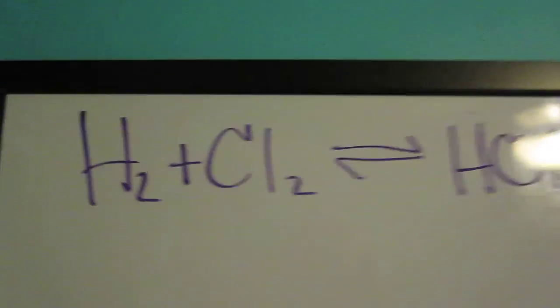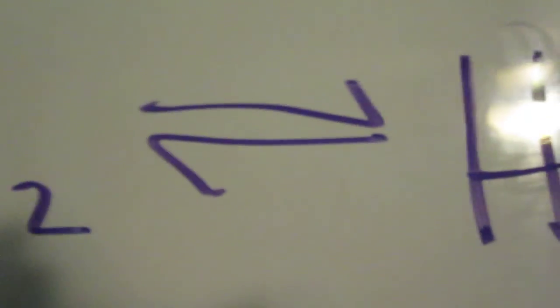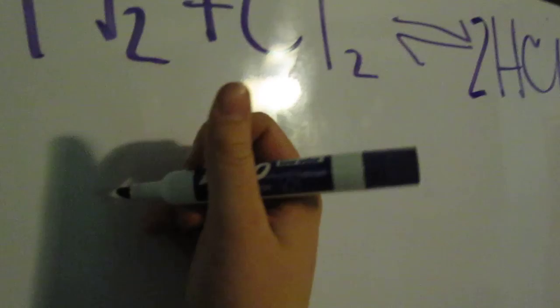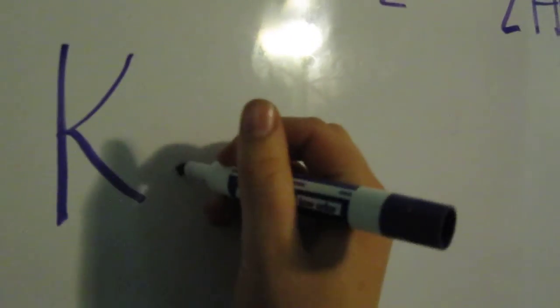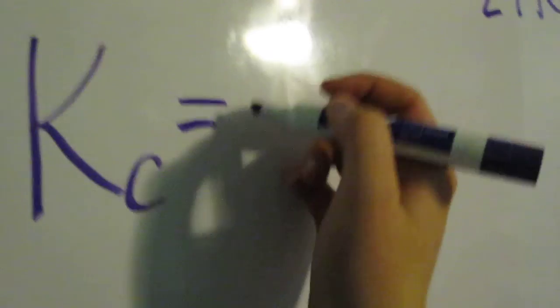Okay, so we're going to start out with this equation. H2 plus Cl2 is in equilibrium with 2 HCl. Now it's balanced. These both have a coefficient of 1, and this has a coefficient of 2. Because it's already in equilibrium, we can say that Kc equals the concentration of HCl squared over the concentration of H2 times the concentration of Cl2.